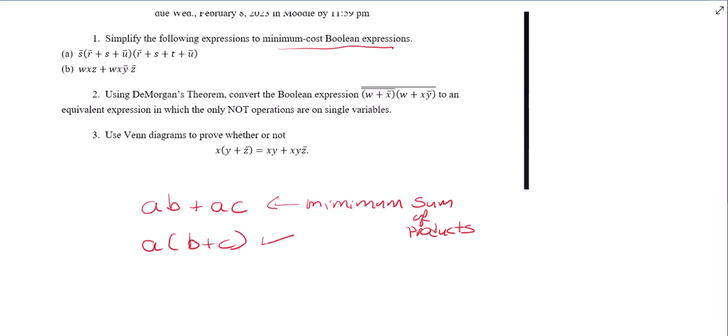Okay, so to minimize these, we want to use our theorems. And I always look for things that are almost but not exactly the same. So I notice that in these 2 things that are being multiplied together, I have a not R, an S, and a not U, and in this second one, I have a not R, an S, and a not U. So those are the same, it's just in the second one I also have a plus T.